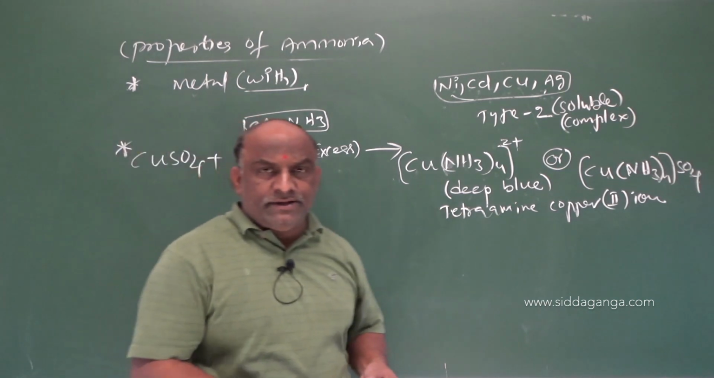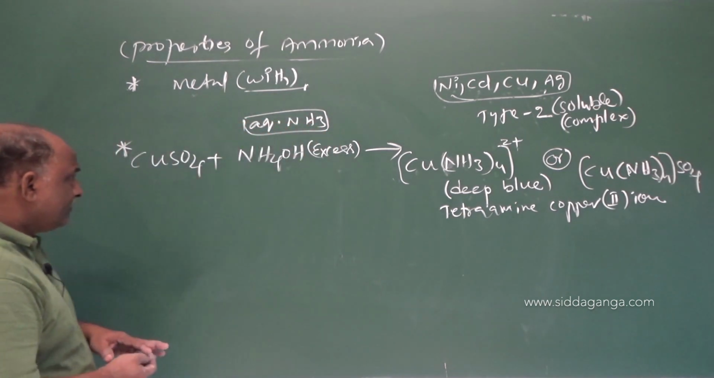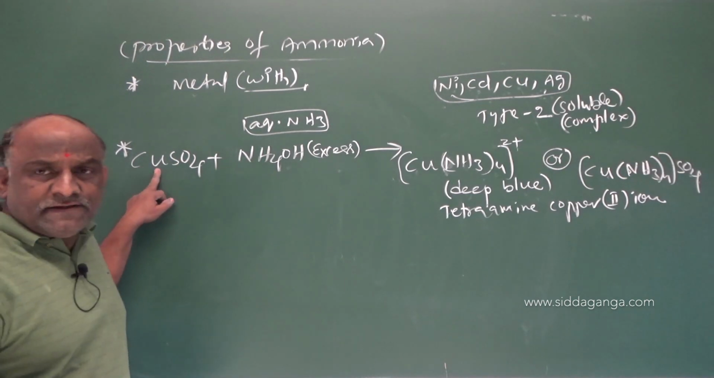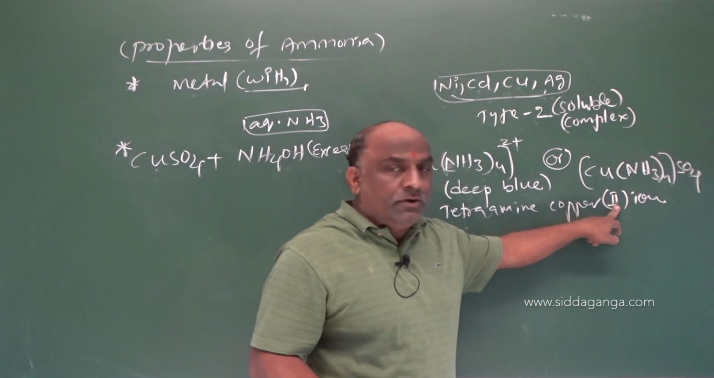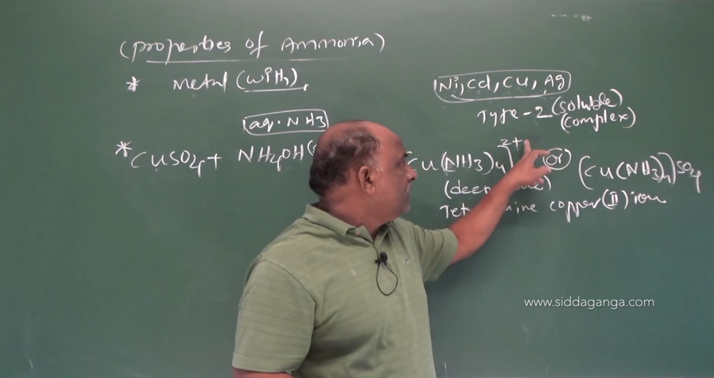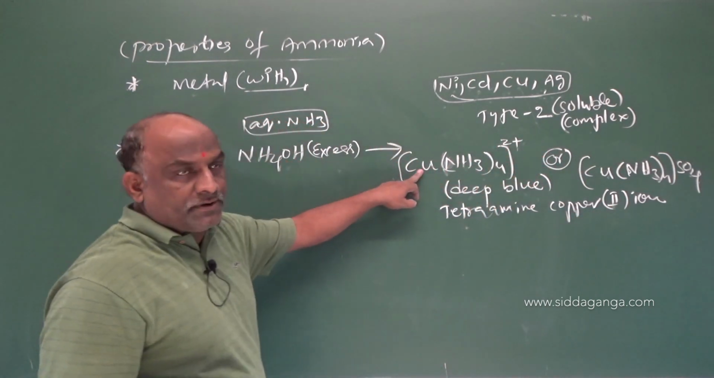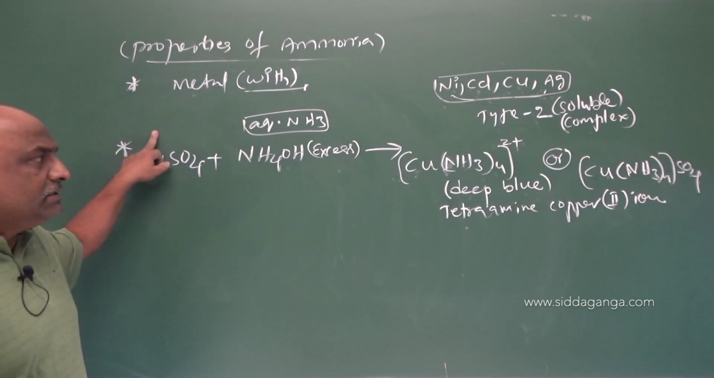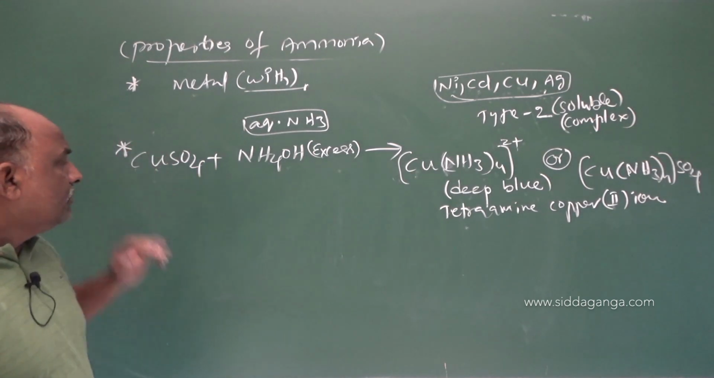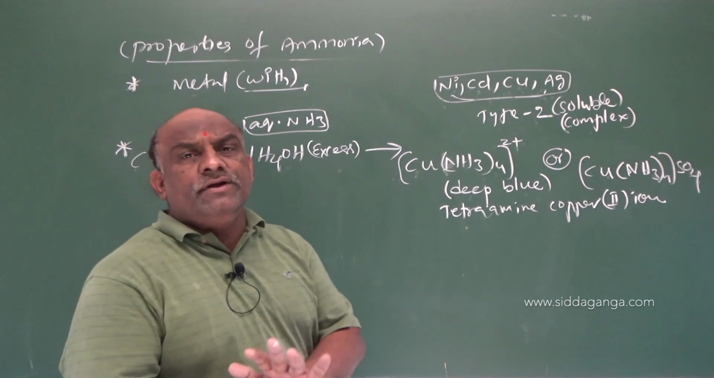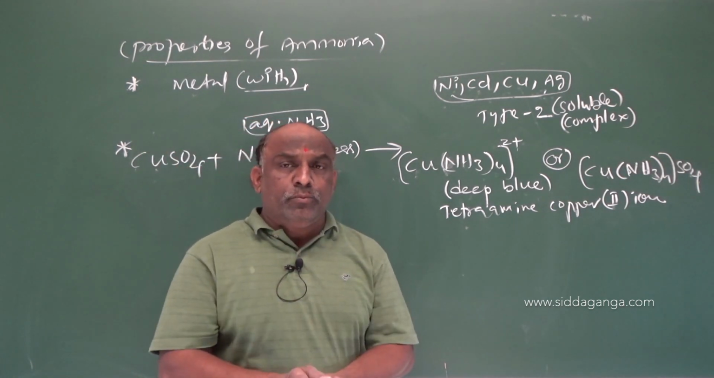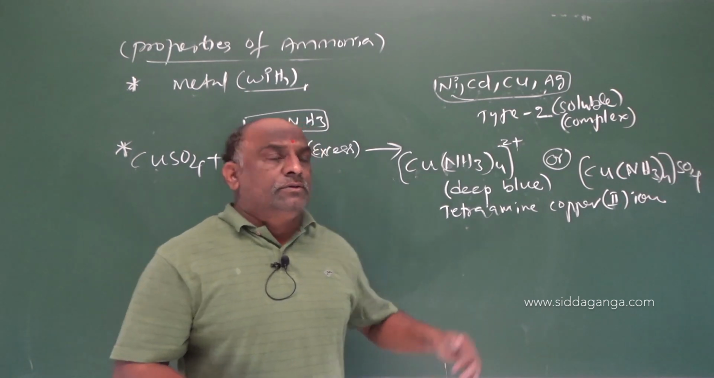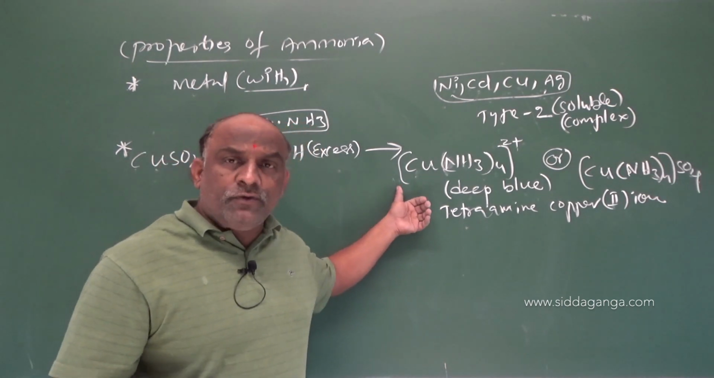In copper sulfate, what will be the oxidation number of copper in this example? 2. Here also, what will be the oxidation number of the copper? 2, Cu2+, because 2+ is the charge of copper. So make a note, this reaction is very important from the entrance point of view. Make a special note for board examinations also. It is a most important reaction.